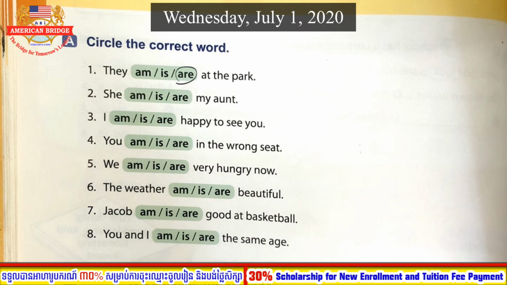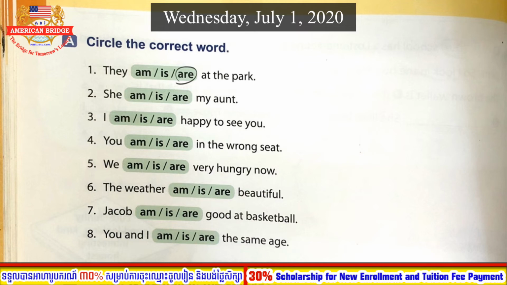If we say someone is good at something, it means that that person can do that thing very well. Example, they say Jacob is good at basketball. It means that Jacob can play basketball very well. If someone says you are very good at singing, it means that you can sing very well. You are good at dancing, it means that you can dance very well. You are good at learning, it means that you learn very hard, you study very hard, you are a good student. Okay, good at something, it means that you can do that thing very well.